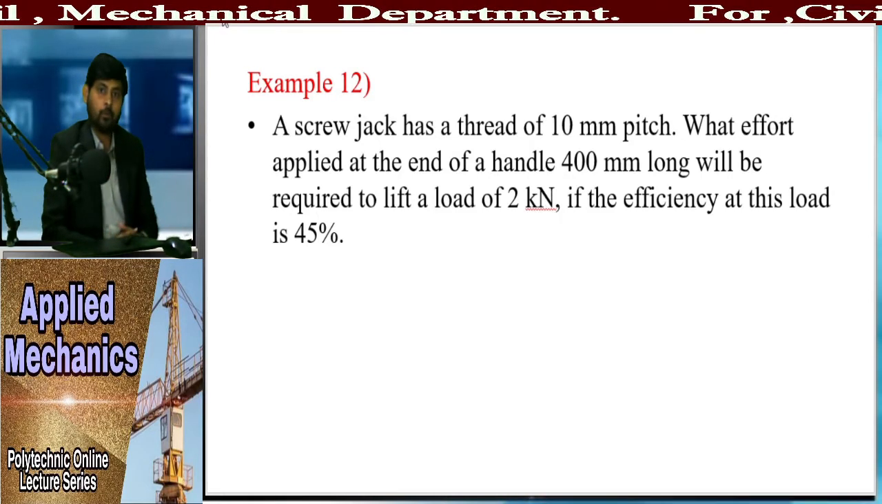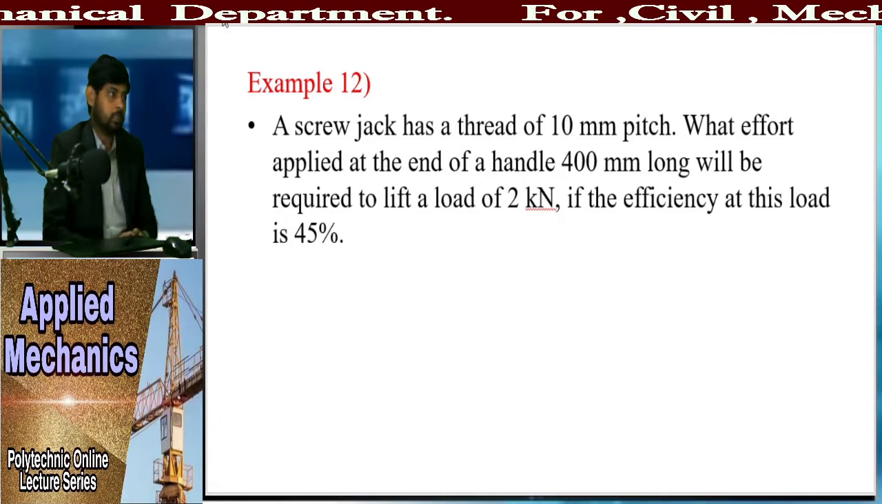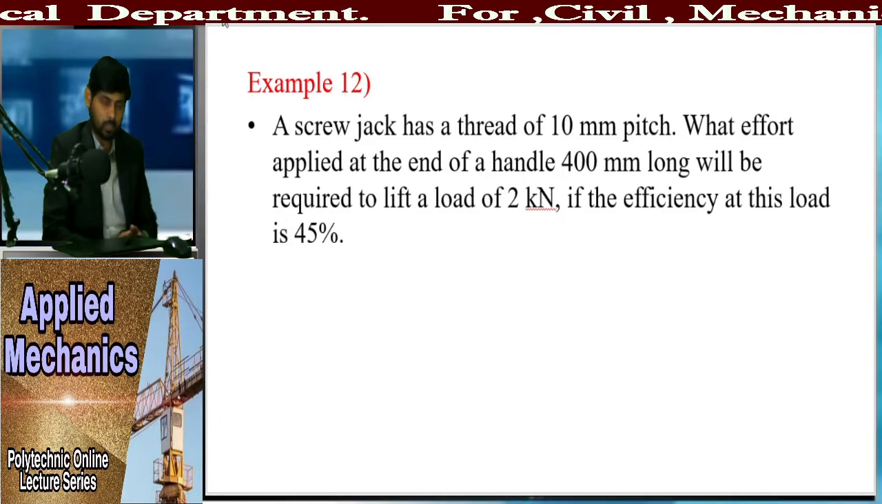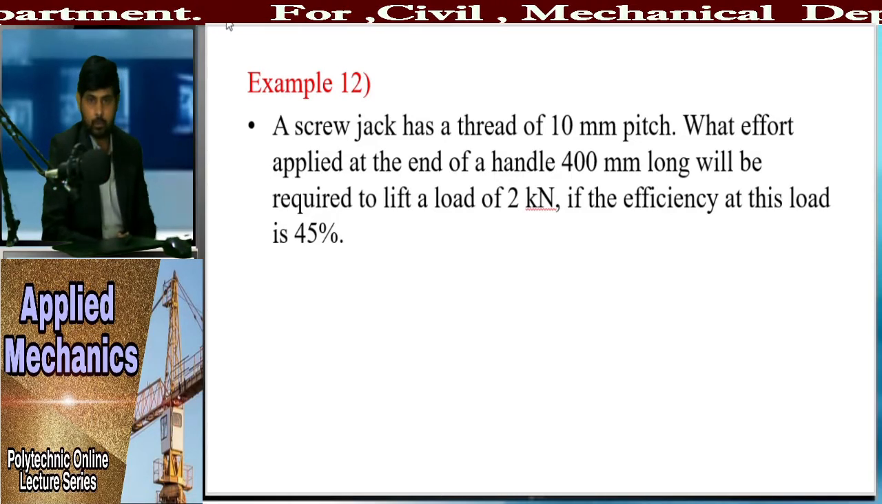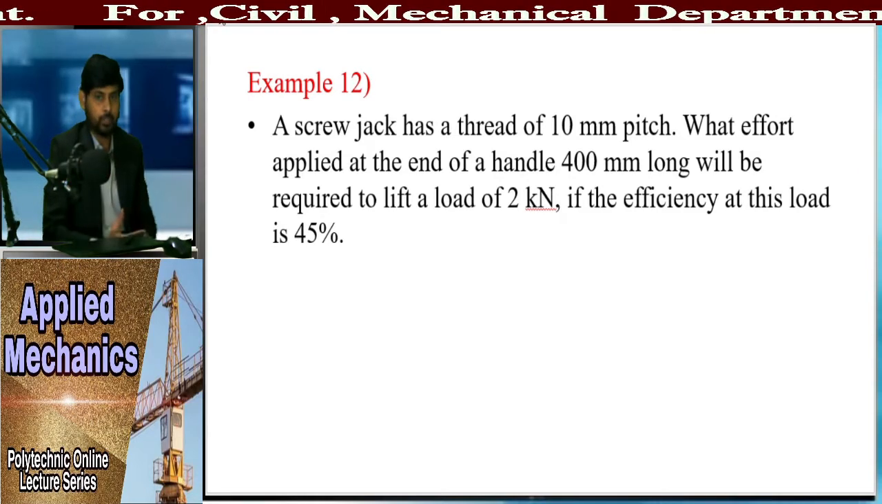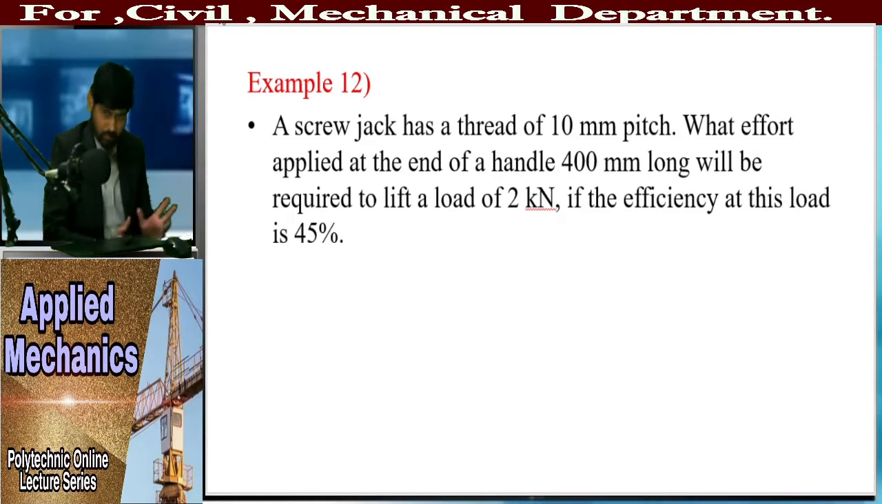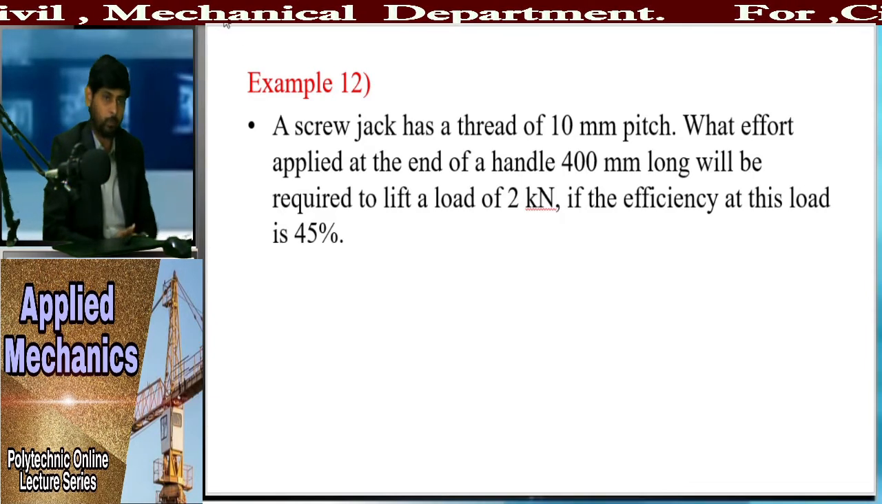Today we are going to discuss the numericals based on the simple screw jack. In the previous lecture we discussed the double purchase crab winch and a problem based on it. So today we will see one more problem on the simple screw jack.